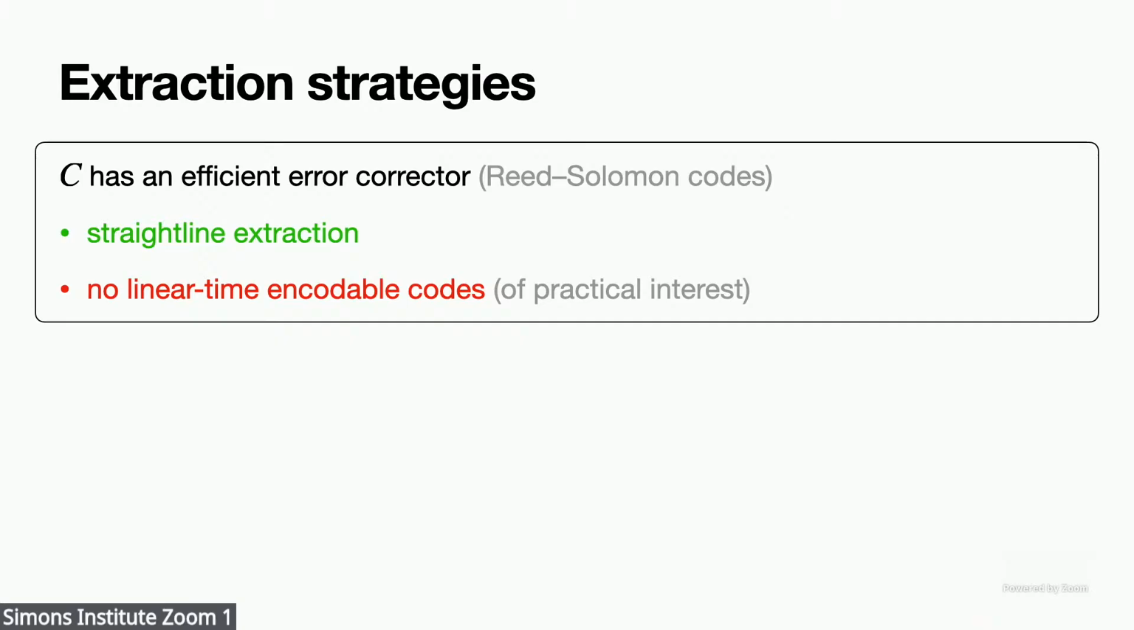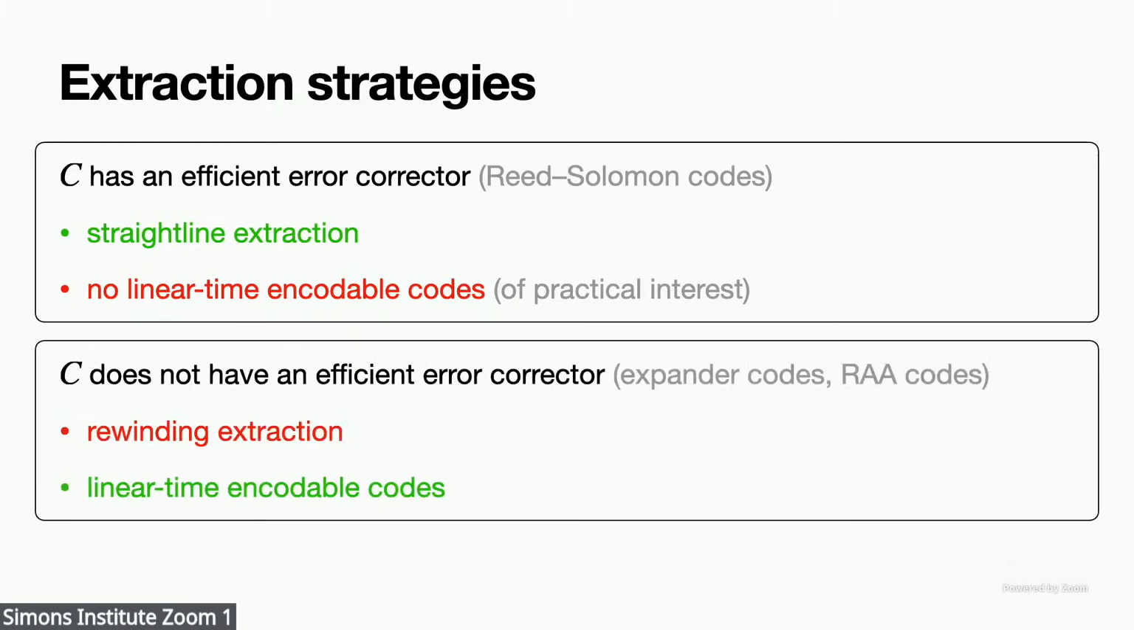The downside is that we actually don't know of any, at least practical, linear time encodable codes that have an efficient error corrector. So if you want a linear time hash-based proof system, you will not be able to get straight line extraction. And instead, if you do not know of an efficient error corrector, and this encompasses basically all practical linear time encodable codes, the best you can hope for is some sort of rewinding extraction.